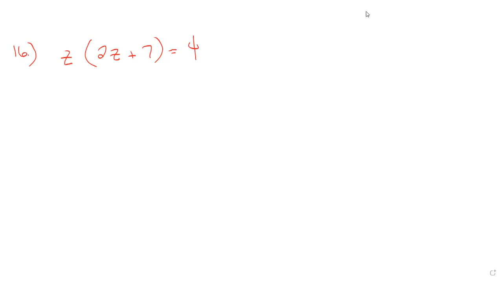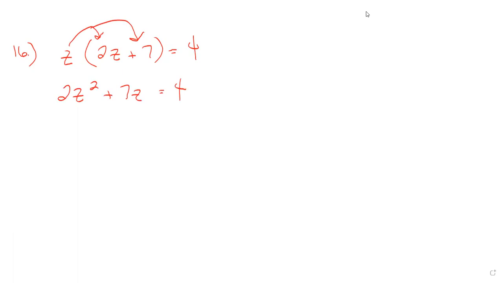Okay, we've got z times 2z plus 7 equals 4. The first thing that I notice here is we've got just a jumbled mess. I don't want these parentheses. So I want to go through and distribute out this z. I've got 2z squared plus 7z equals 4. Now I feel like I'm ready to start this problem.